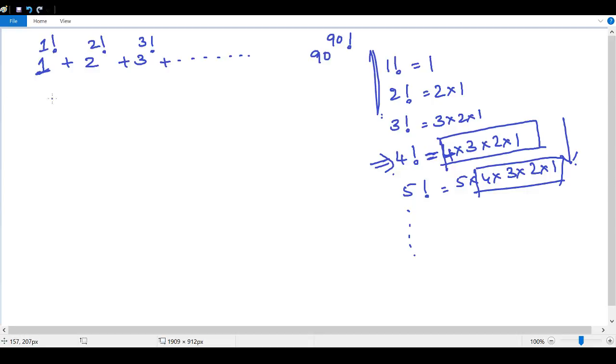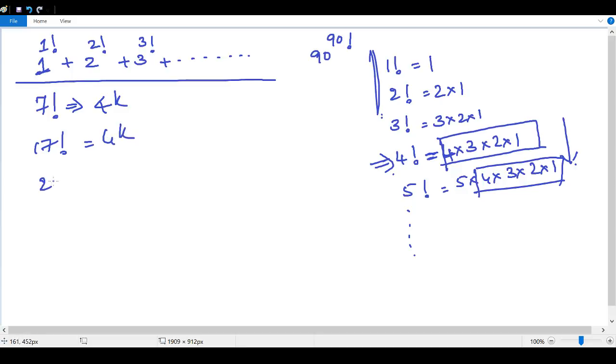So when you look at something like 7 factorial, it will be a multiple of 4. 17 factorial will also be a multiple of 4. 27 factorial will also be a multiple of 4, and so on and so forth.